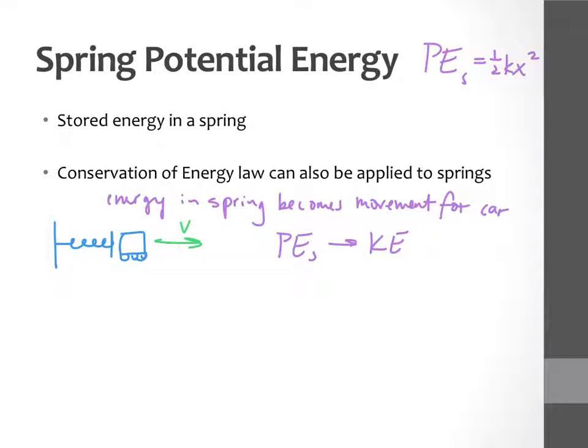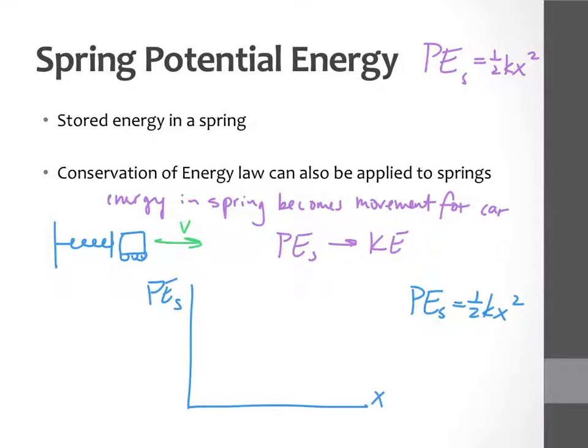All right, and last thing about relationships between variables here: the potential energy in the spring and the extension or compression of the spring, x. Looking back at our equation here, since we're focusing on x, notice the exponent. What kind of graph does that make? It's an exponential graph, like that. It's a quadratic relationship.